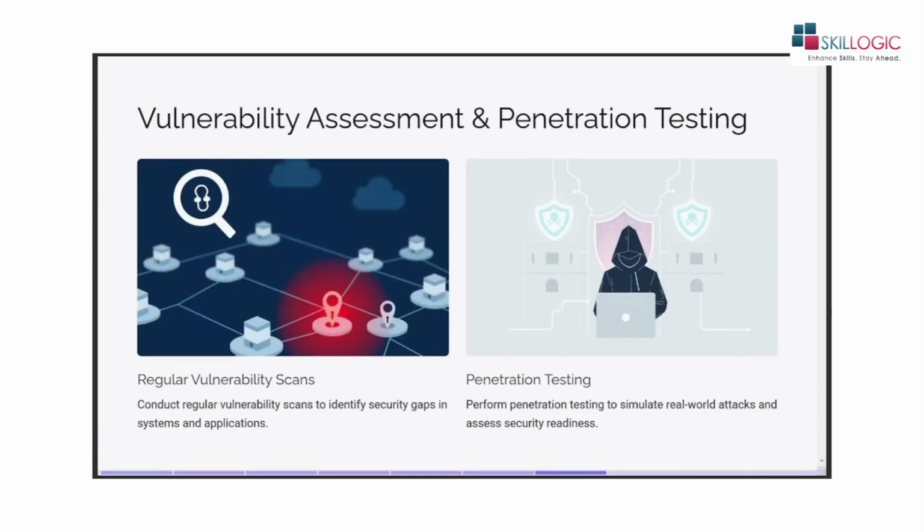Then vulnerability assessment and penetration testing. Regular vulnerability scans: conduct regular vulnerability scans to identify security gaps in systems and applications. Always scan for vulnerabilities in our organization, right? So if there is any vulnerability, we will get to know it before the attacker. Then penetration testing: perform penetration testing to simulate real-world attacks and assess security readiness. If we do penetration testing, we will get to know how an attacker would be able to get into our organization, and we'll mitigate that loophole by making a patch for it.